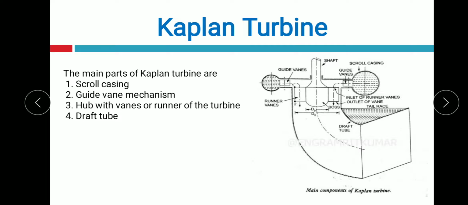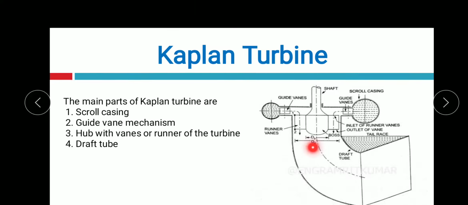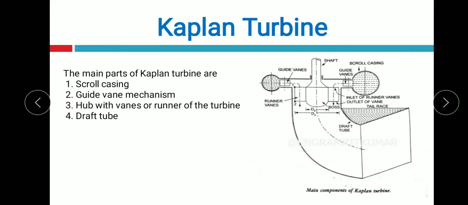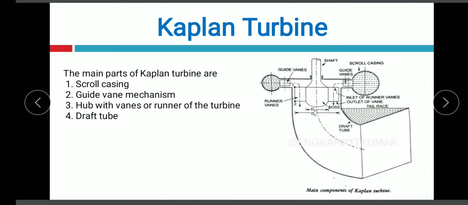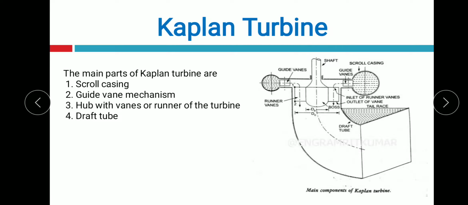This draft tube is connected at the exit of the runner, because in case of reaction turbines, at the inlet the pressure energy will be converted into the kinetic energy. That entire kinetic energy will go to the exit of the runner. That kinetic energy will go waste if there is no draft tube.